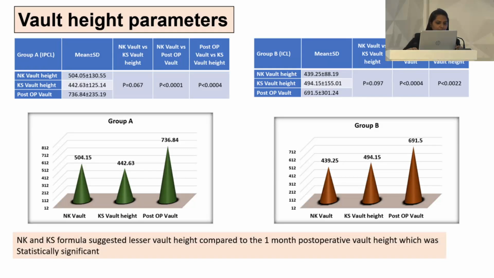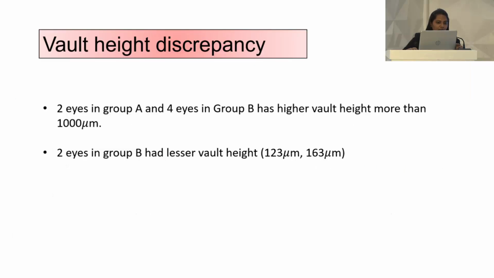So coming to the vault height, the postoperative vault calculated at the end of 1 month was higher compared to the NK and KS predicted postoperative vault height. So 2 eyes in group A and 4 eyes in group B had higher vault height, more than 1000, and 2 eyes in group B had lesser vault height.